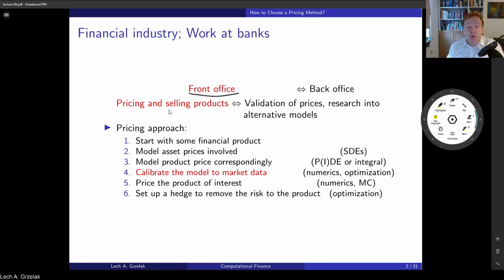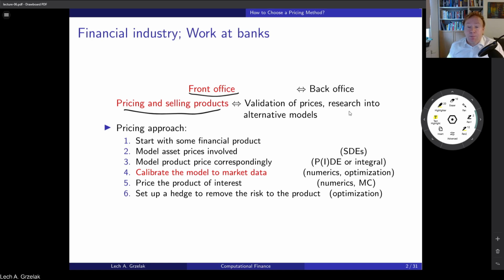Then the front office would design, typically it's called structure, a product that will fit the purpose of the client, and that will then be evaluated. So a model will be chosen, the model will be used for pricing, and then the trade will be booked.